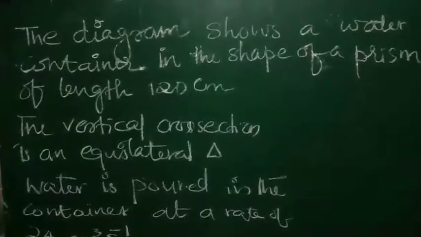Next question. The diagram shows a water container in the shape of a prism of length 120 centimeter. The vertical cross section is an equilateral triangle. Water is poured in the container at a rate of 24 cubic centimeter per second. So let's draw the diagram.